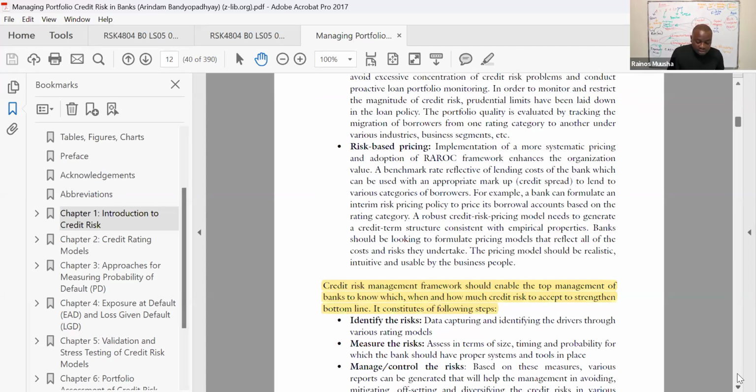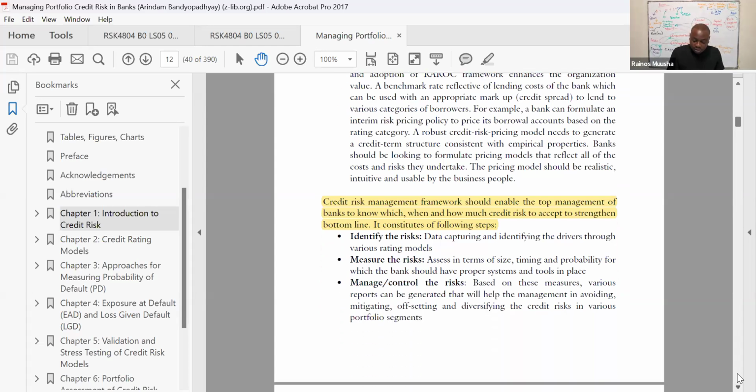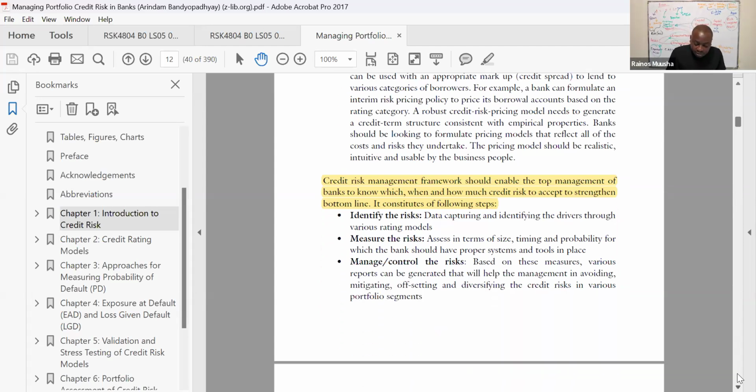Then they also say credit risk management framework should enable the top management of banks to know which, when, and how much credit risk to accept to strengthen bottom line. So it constitutes the following steps. You need to identify the risks, that is data capturing and identifying the drivers from the various rating models. Then you also need to measure the risk by assessing in terms of size, timing, and probability for which the bank should have proper systems and tools in place.